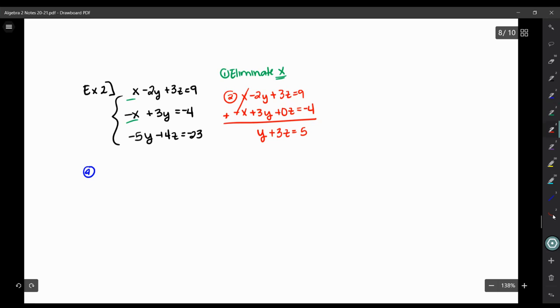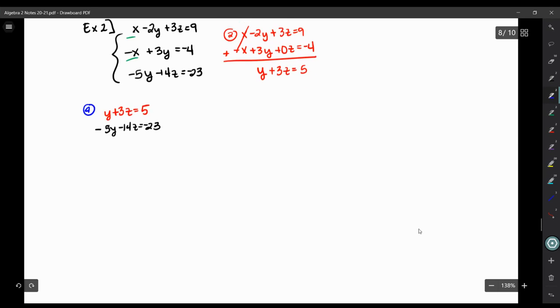So step 4 is going to use the result from step 2, that y plus 3z equals 5. And it's going to use technically the result from step 3, but I didn't need to do step 3 because my original equation is already only in y's and z's. So this one was actually already ready to go. So now we need to solve this system here.